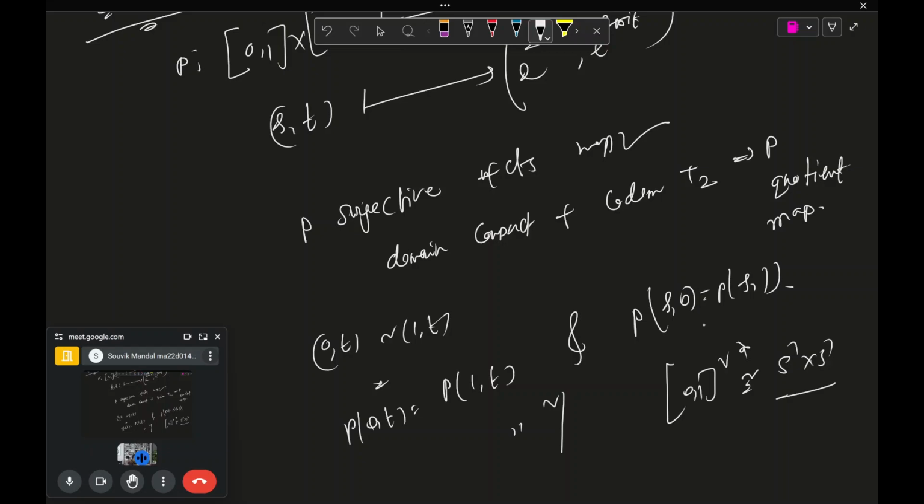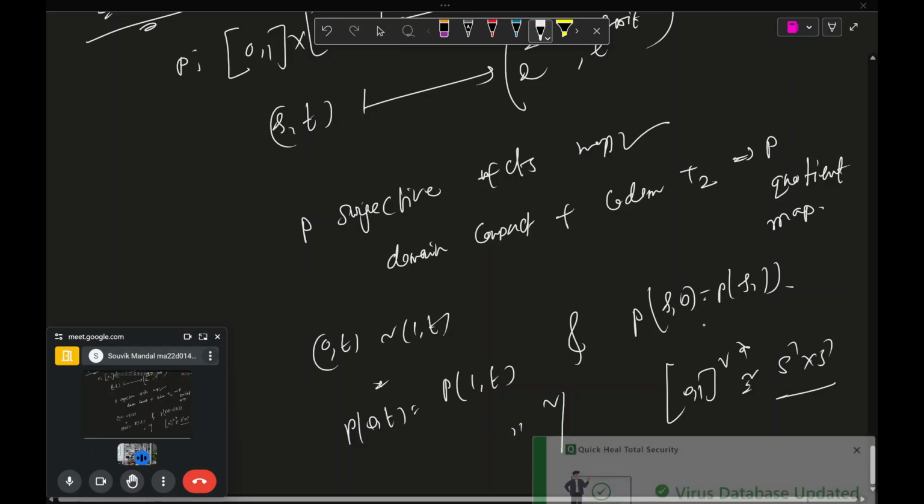In order to prove this rigorously, there is a theorem for that. What I've seen is that if we have the rectangle and we identify the vertical edges and the horizontal edges, then the new quotient space is homeomorphic to the torus. So now we want to prove this. How to prove this?